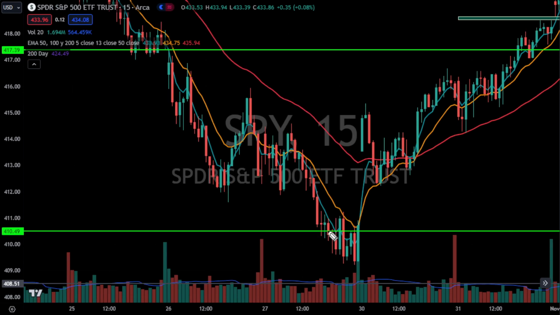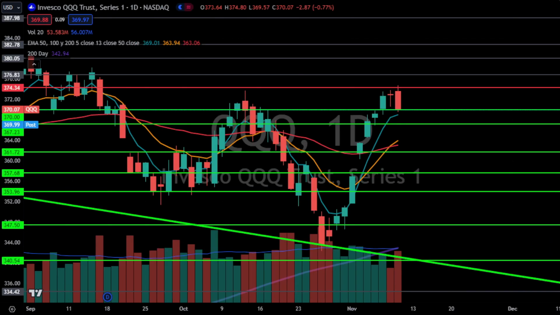Now you'll see that this structure here presented itself as an inverse head and shoulders, but you can always get a cup and handle with that distinctive W at the bottom as well. And then the break of that neckline is super bullish. Now, I'm not going to go through Qs since really it's the same setup.